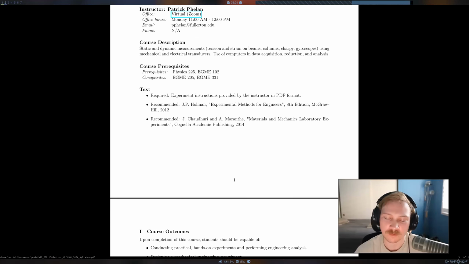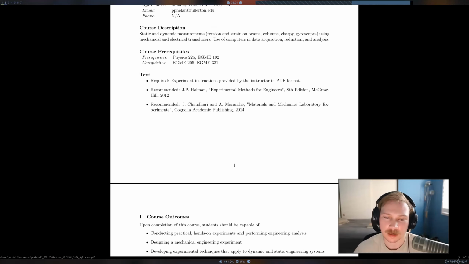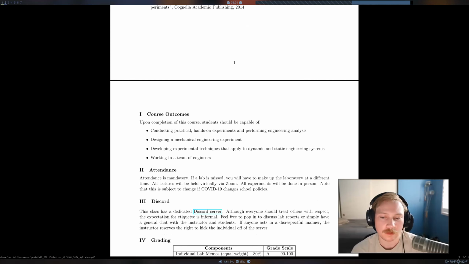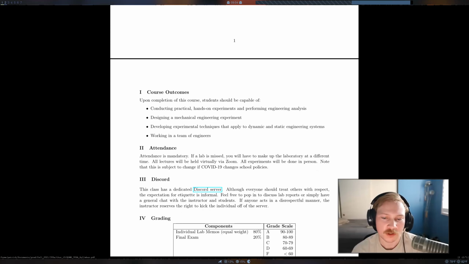Text, you don't need to have anything. It says required here for my instructions that I give you guys. That's really going to be the lab handout that I get from the department. I'll give that to you on Canvas. Actual textbooks, you don't need any, so don't worry about that. Okay, before I continue, any questions on the syllabus or anything at all?